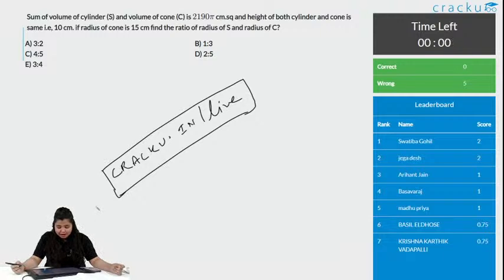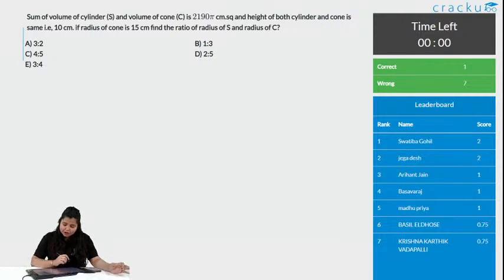Okay, there are 5 wrong answers and 0 correct answers. Okay, 1 correct answer and 7 wrong answers. Let us see how we do this. For this, the only thing you need to know is the formula of volume of cylinder and volume of cone.